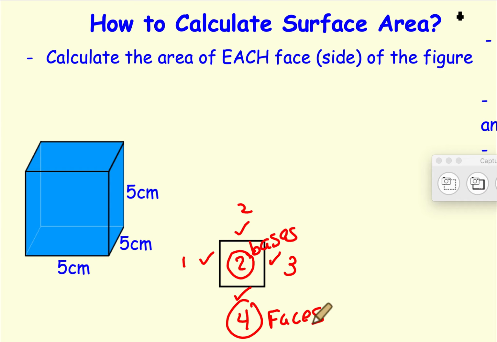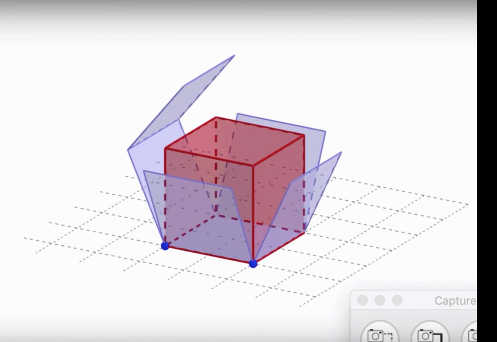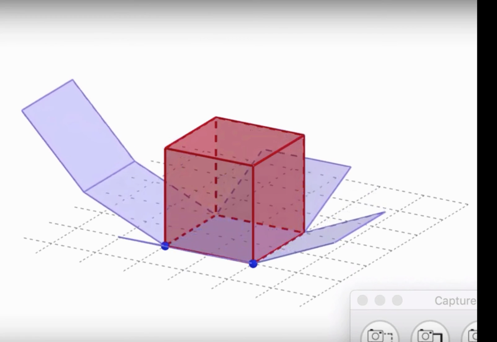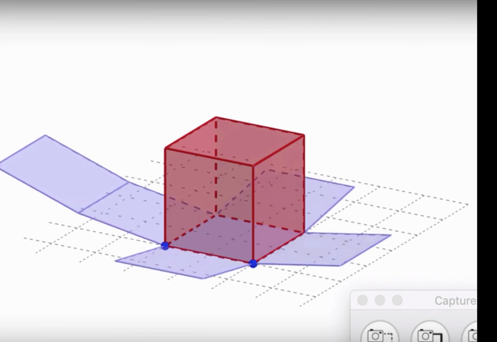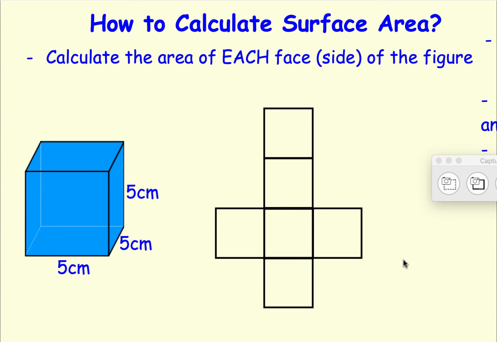It gets a little more complicated when I have a figure that's a little kind of wacky. Now, one of the things that really helps you figure this out a little bit easier is something called a net. So here's a really short animation, and there's our cube. It's kind of like we're opening the box, and the cube's inside, and we're laying out each side onto a flat surface. So here's our net.